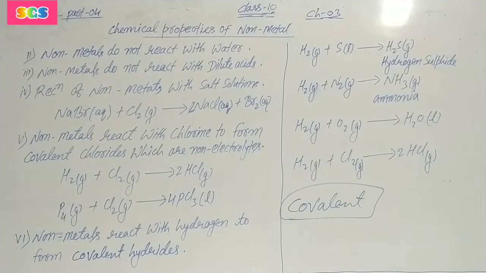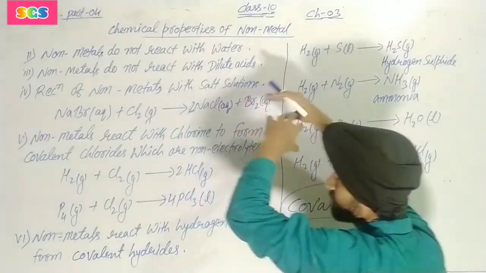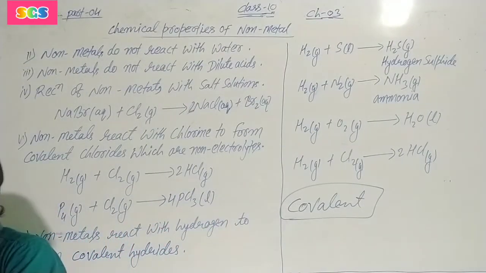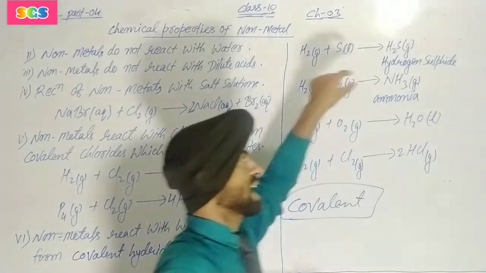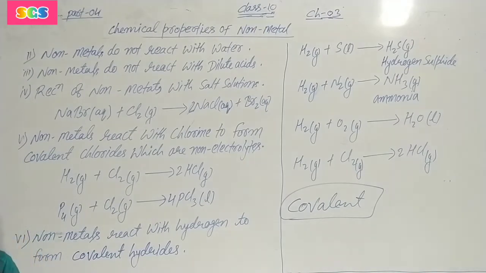We will take the example of hydrogen and sulfur. When hydrogen combines with sulfur, sulfur is a non-metal, you better know. When hydrogen combines with sulfur, or sulfur combines with hydrogen, it will form hydrogen sulfide. That hydrogen sulfide is covalent in nature. Covalent in nature means they are just sharing electrons to form that compound.